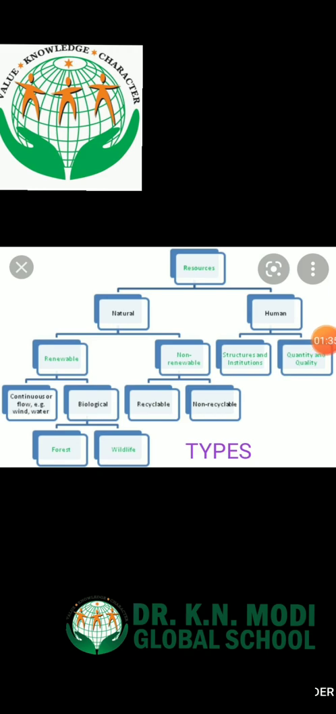Now, the picture on the screen you're seeing is about the types of resources. Resources have been divided into natural and human. And again, natural is divided into renewable and non-renewable. And human is divided into structure and institutions, and quantity. Students, the resources have been further divided on the basis of origin, renewability, development, distribution, and ownership in detail. Main three types of resources are natural resources, human-made, and human resource.